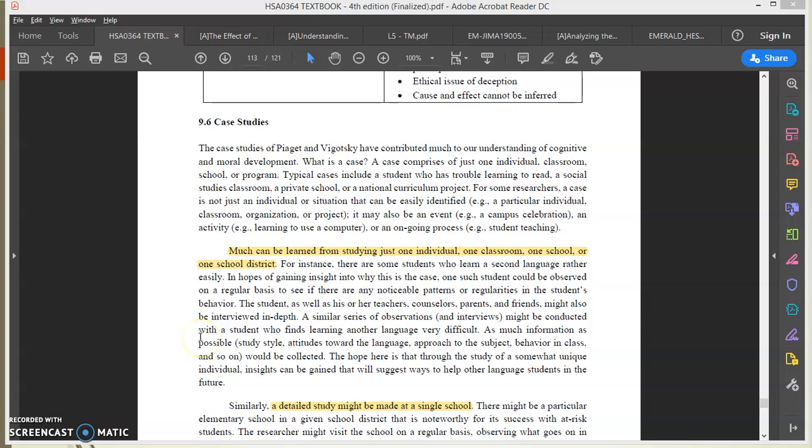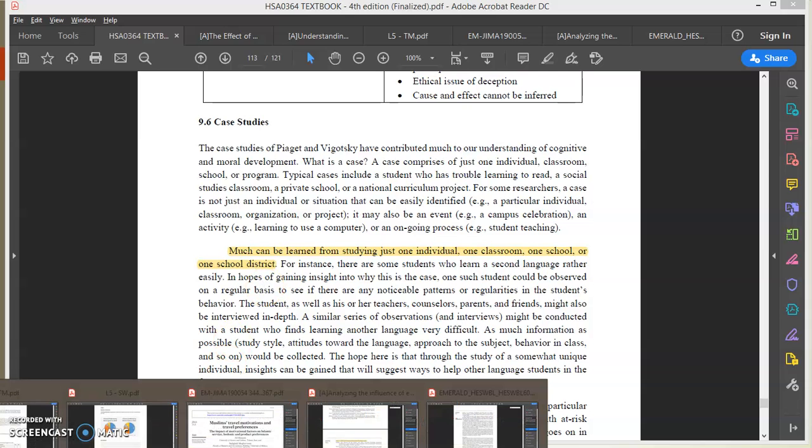Okay, so let's continue with case study. Your book starts by mentioning Piaget and Vygotsky. Now, who are they? Maybe we'll explain a bit in brief later on. But what is a case? What's a case study?